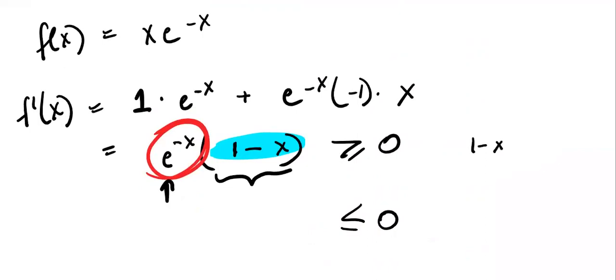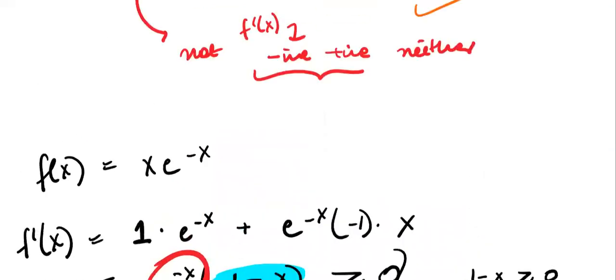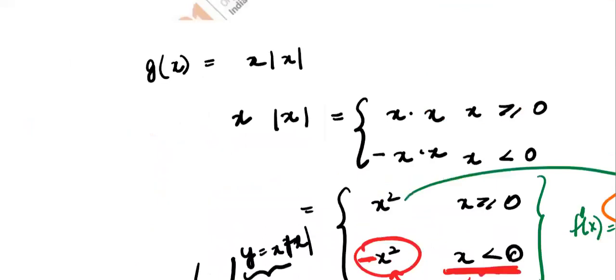So this is always greater than 0, but it is getting multiplied by this. And 1 minus x can be greater than or equal to 0 when x is less than or equal to 1, and 1 minus x can be less than or equal to 0 when x is greater than or equal to 1. So this f dash x can be positive or negative for different intervals. It's not continuously positive or continuously negative. So it's not a monotonic function. So it is neither quasi-convex nor quasi-concave completely.